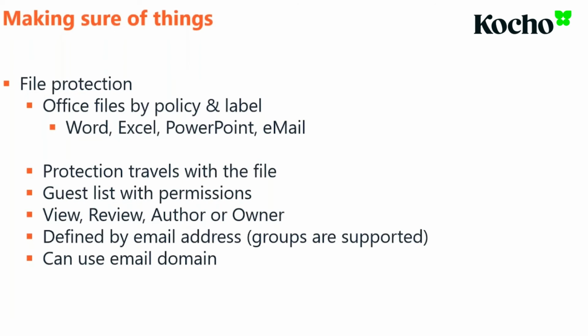I tend to think of this as a bouncer. In order for you to get into the nightclub, your name needs to be on the list. If your name's not on the list, you can't come in. If your name is on the list, you may be given explicit access to something else. So, yes, your name's on the list, you can go to the VIP floor, or your name's on the list, but you can't go to the VIP floor. And the same is true of having access to these controls within a file to allow you to view, review, author, or own the file.